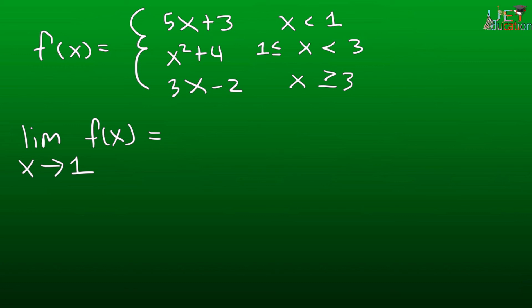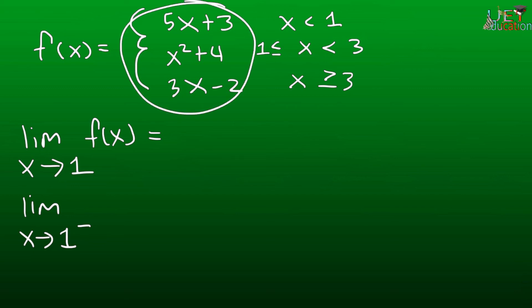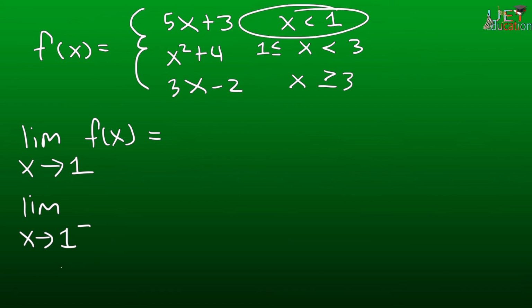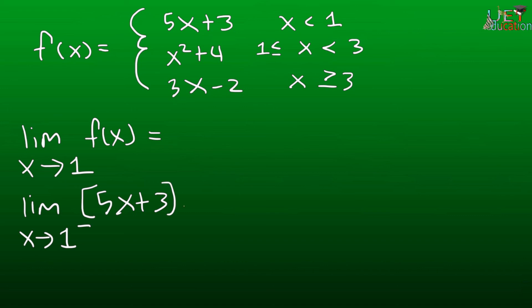Now, in order to evaluate this limit, we need to find the limit as x approaches 1 from the left side and from the right side. So from the left side, which of the three portions of the piecewise function will you use? From the left of 1 is when x is less than 1, so we need to use 5x plus 3. So here we can use direct substitution. So it's 5 times 1 plus 3, which is going to be 8.